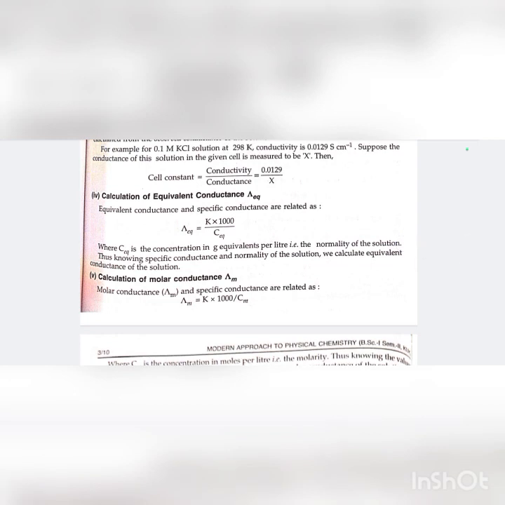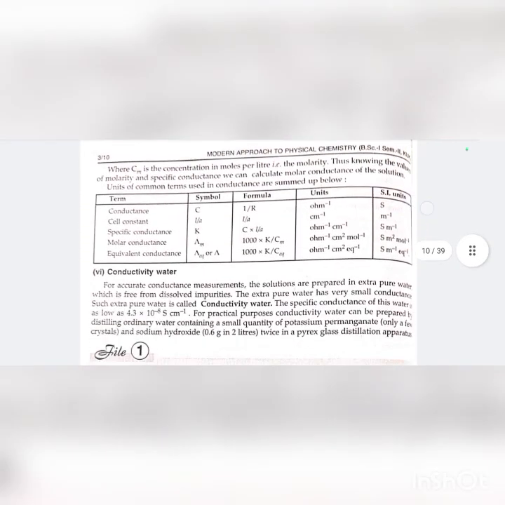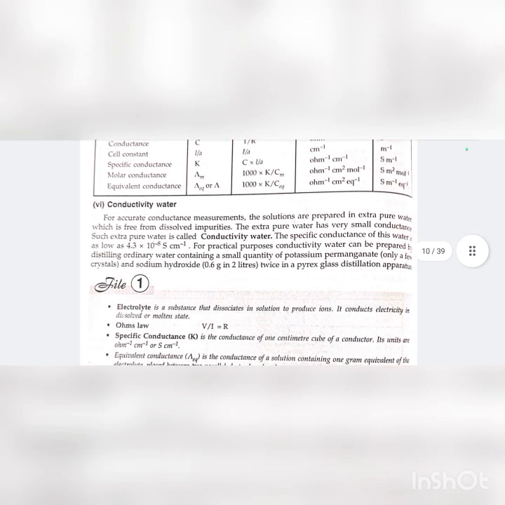Equivalent conductance and specific conductance are related as lambda EQ is equal to K into 1000 by normality. From the specific conductance and normality of the solution, we calculate the equivalent conductance of the solution. Fifth, now we will calculate molar conductance. Lambda M is equal to K into 1000 by molarity. Now sixth point is conductivity water.